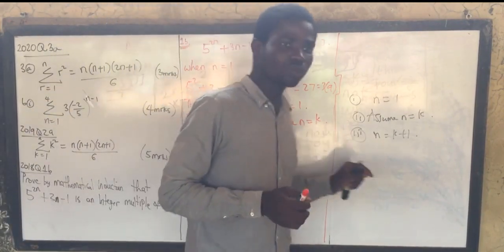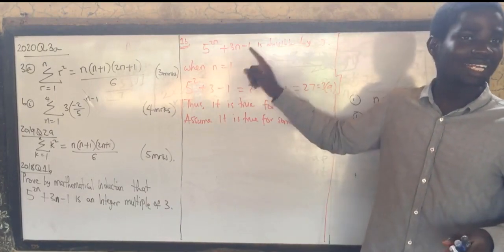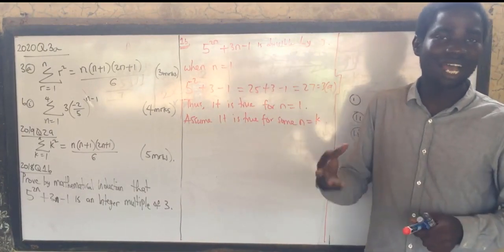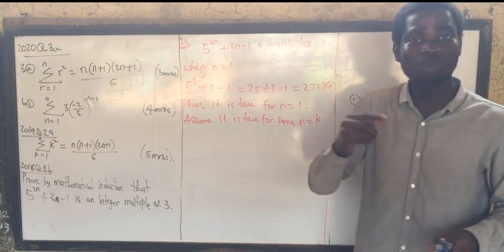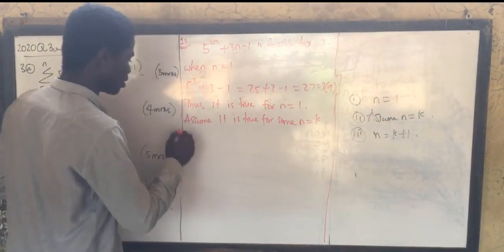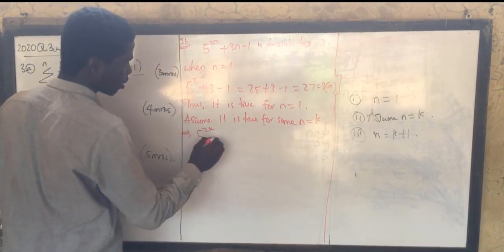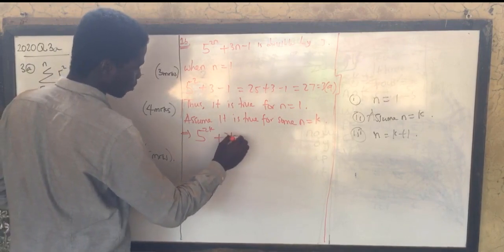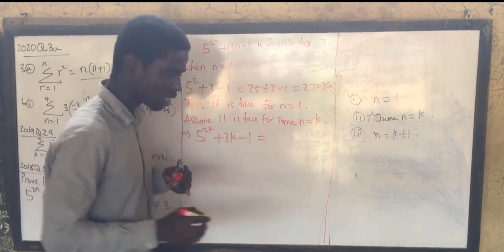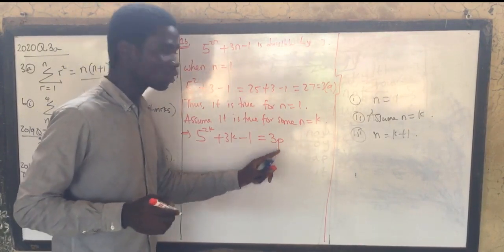If it is true for some n equal k, that means you will replace n with k here, and it must be an integer, and it must be a multiple of 3. That is, 3 can divide it. So look at what I'm going to write. It means that 5 raised to power 2k plus 3k minus 1 must be a multiple of 3. Must be equal to 3 something like that.